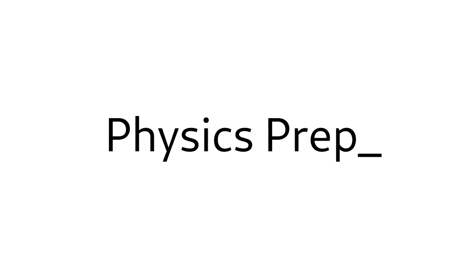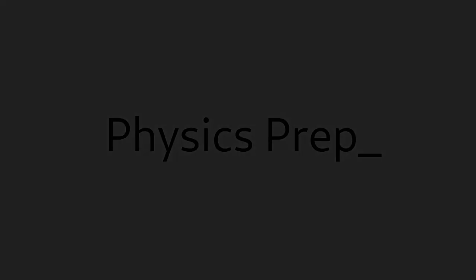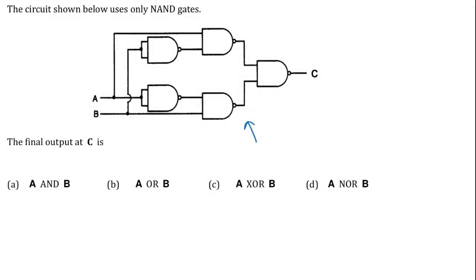Welcome to Physics Prep. This is a question from TATA-GS 2019 and it has given us a circuit in which we need to find the final output C. So first off, we'll write this in terms of the variables. We'll check this one first.